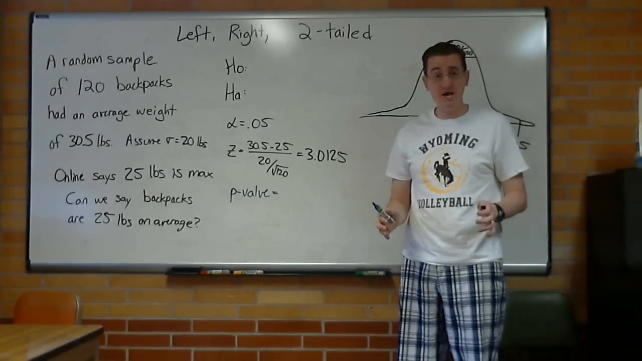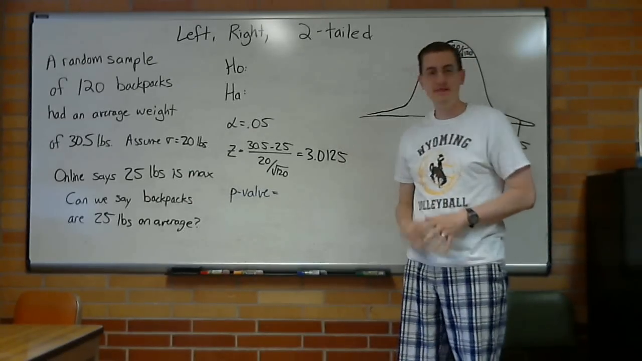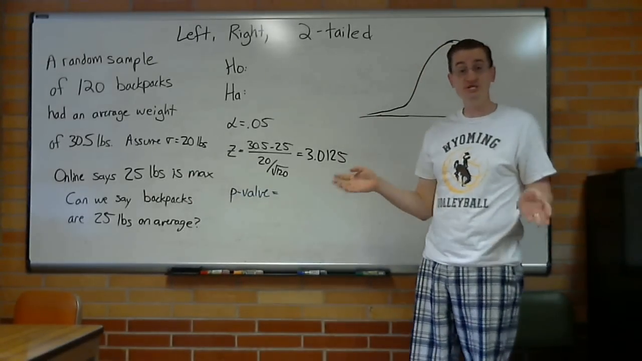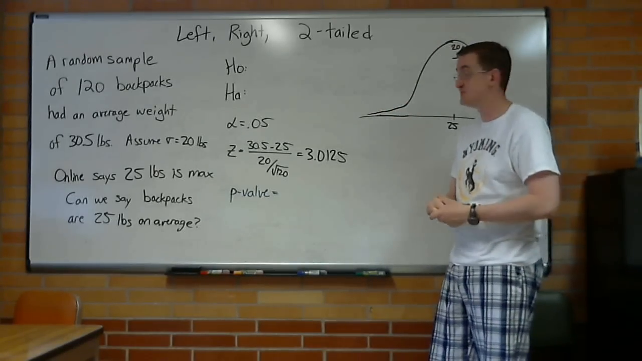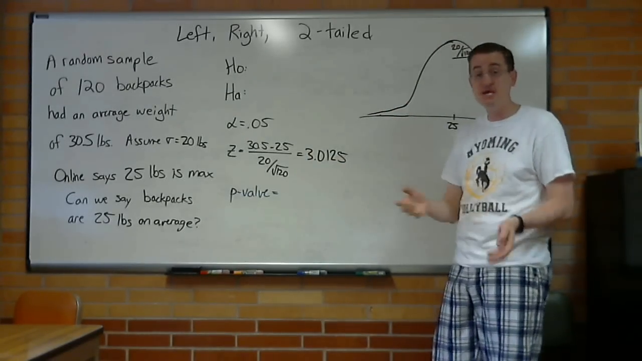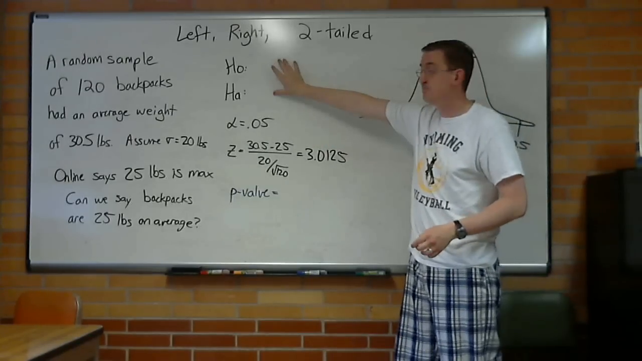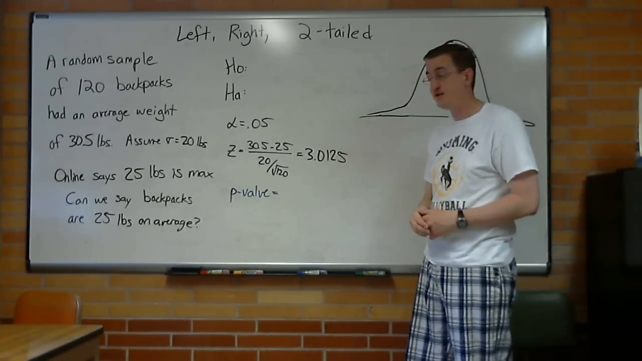So let me recap. Every time we change the question, it's changing which direction our question faces. Some things don't change. Same z-score, same alpha, but the null and alternative will change and so will the p-value.